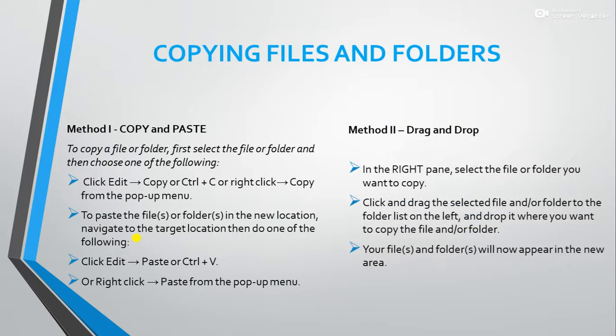Copy and paste. To copy a file or folder, first select the file or folder and then choose one of the following. Click Edit, Copy, or Ctrl+C, or right-click and choose Copy from the pop-up menu. To paste the files in the new location, navigate to the location and then do the following: Edit, Paste, or Ctrl+V, or right-click and choose Paste from the pop-up menu. Method 2 is drag and drop. In the right pane, select the file or folder. Click and drag the selected file to the folder list on the left and drop it where you want to copy the file. The folders and files will now appear in the new area.